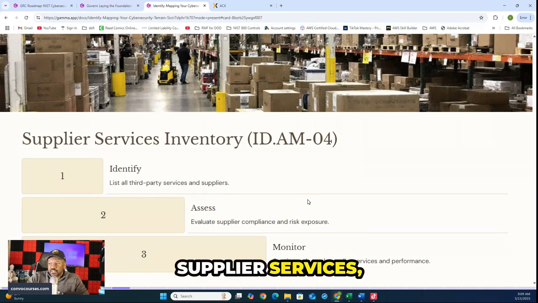Supplier services: knowing who your suppliers are, identifying them, assessing them, and monitoring them on a regular basis. This gets into supply chain resilience and things like that.